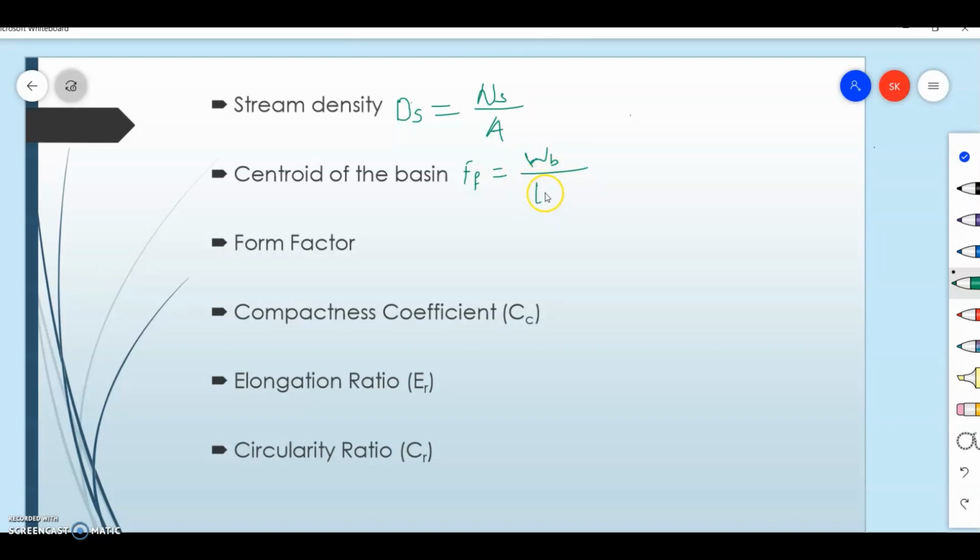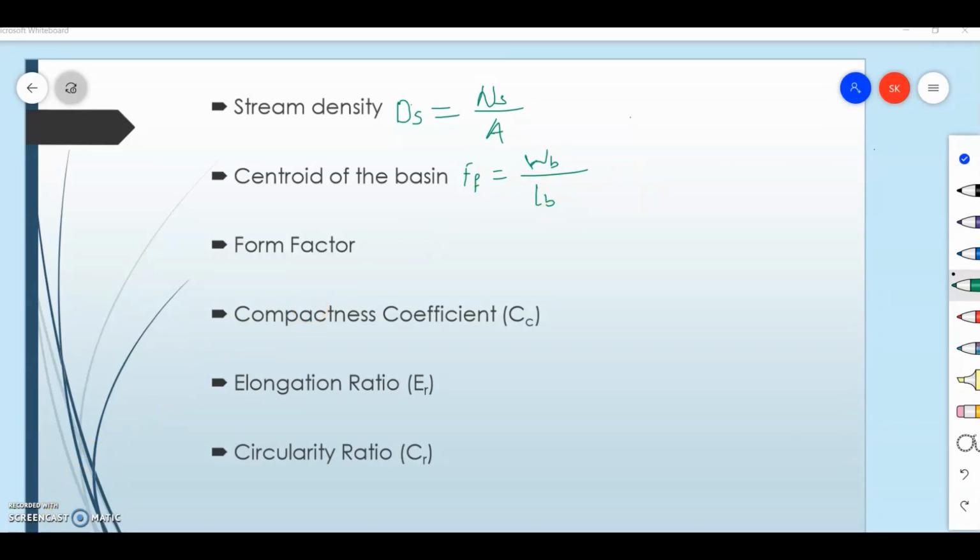What is this WB? WB is the average width of the basin, and LB is the length measured from the stream outlet to the most remote point on the basin. How can we define it? We can draw a figure which will give us a clear idea. So basically this FF, the form factor, is equal to WB divided by LB.